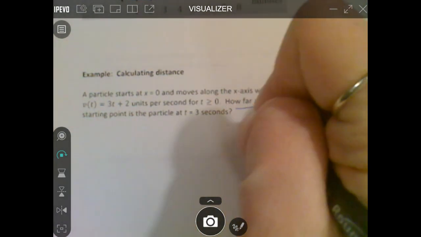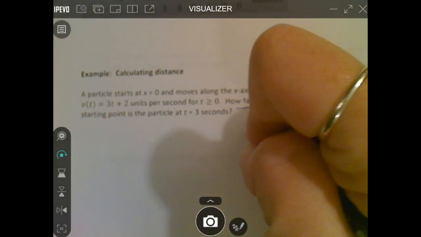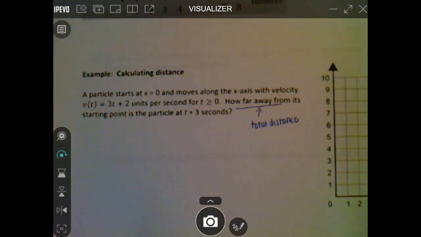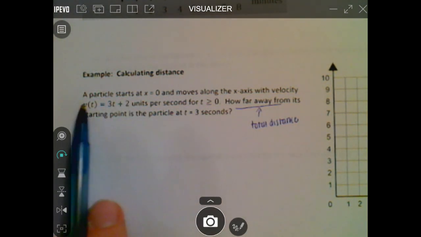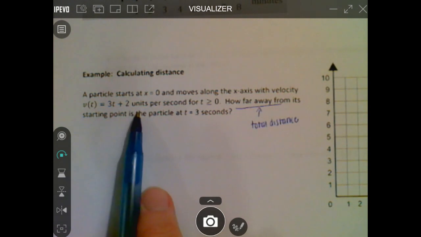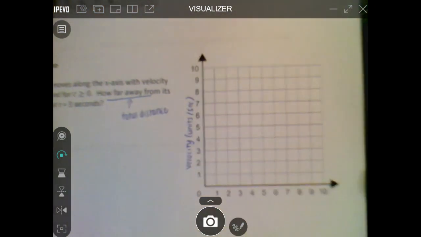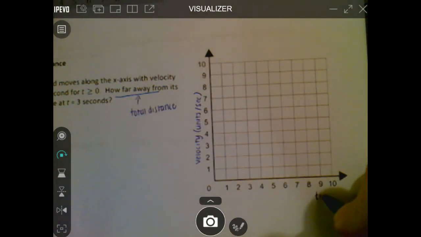So what this how far away is asking us is what is its total distance from the starting point. So that's kind of like the accumulation of distance that we talked about in the first example. But what we actually need to do is graph what this velocity function is going to look like. And it looks like our units for velocity are going to be units per second. I'll label my y-axis, so units per second. And then it looks like our x-axis is going to be time, and that time is in seconds.